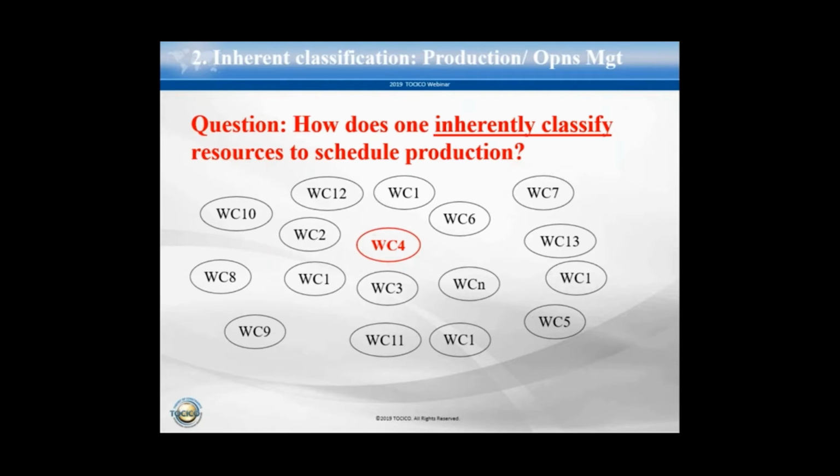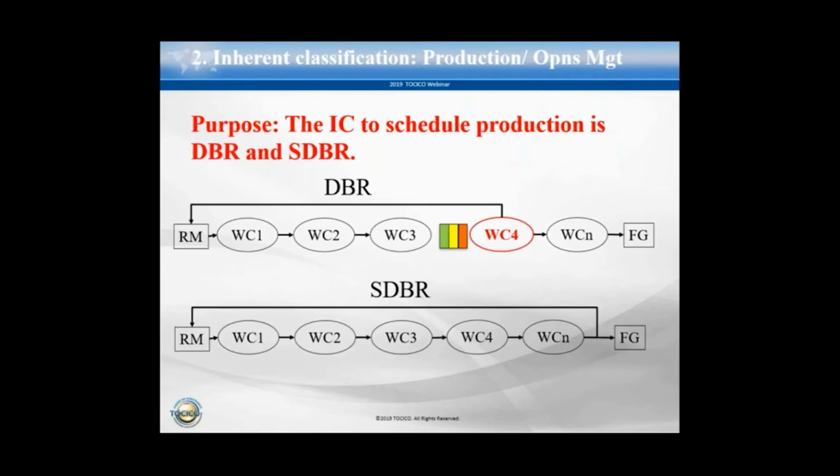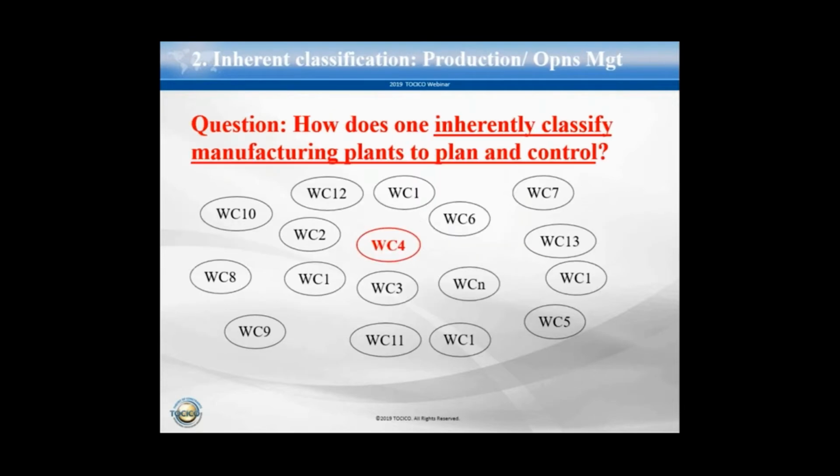How does one inherently classify resources to schedule production? We know that the constraint is work center 3. The others, WC10 is another work center, and so on and so forth. We, in fact, use the inherent classification to schedule production as drum buffer rope and simplified drum buffer rope. So that classification scheme applied to scheduling provides us tools to plan and control how organizations schedule and execute production.